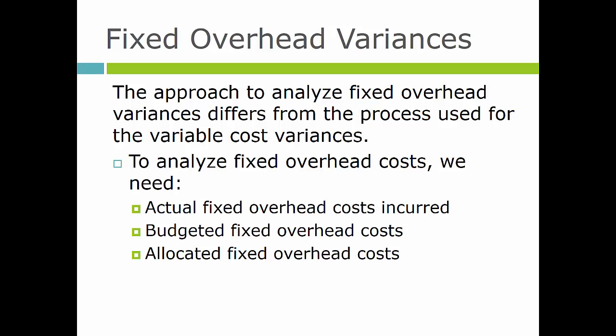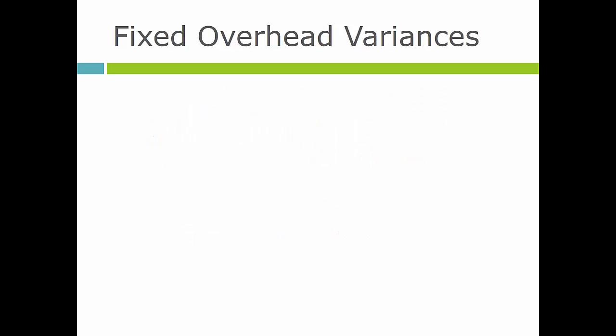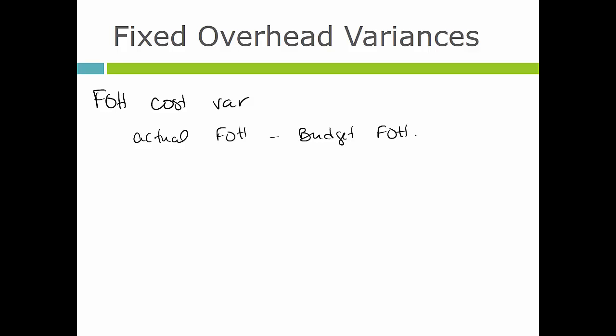For the fixed overhead variances, we need three things. We need the actual fixed overhead, we need the budgeted, and then we need the allocated. So we have two different fixed overhead variances. The fixed overhead cost variance is my favorite of all the variances. This is the actual fixed overhead, which will be given to you, and the budgeted fixed overhead, which will also be given to you. So we just have to subtract two numbers that are given to us. It's the easiest one, that's why it's my favorite.